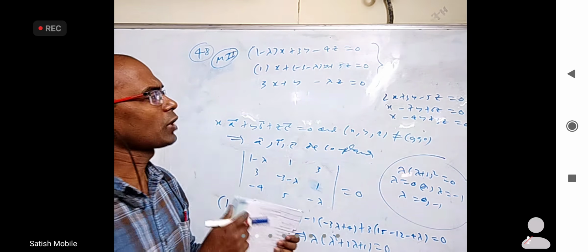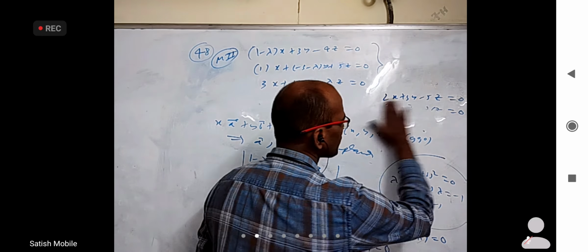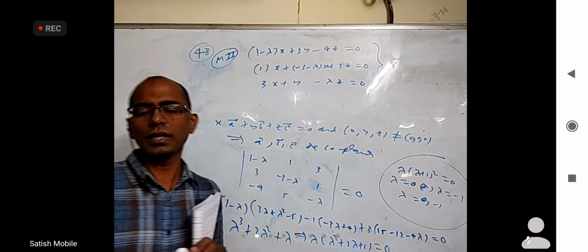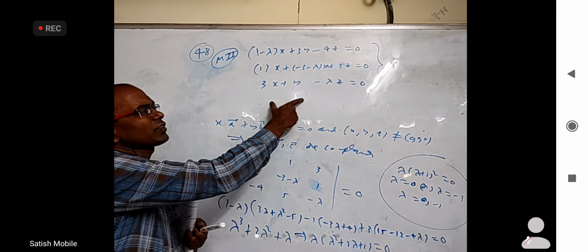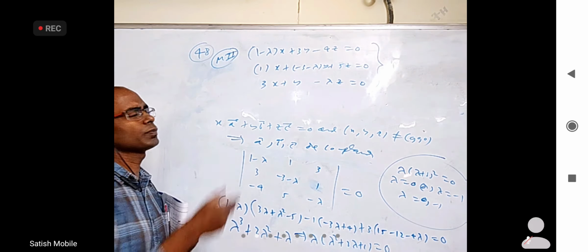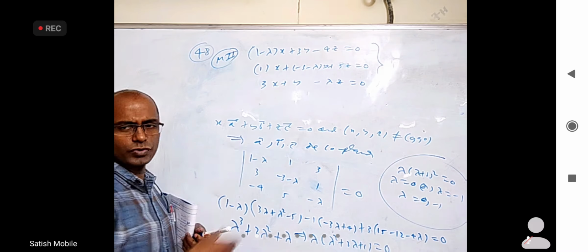Other than 0, 0, 0, if you want some other solution, it is called a non-trivial solution. For a system of equations to have a non-trivial solution, the delta should be 0. Delta means all those coefficients. Okay.